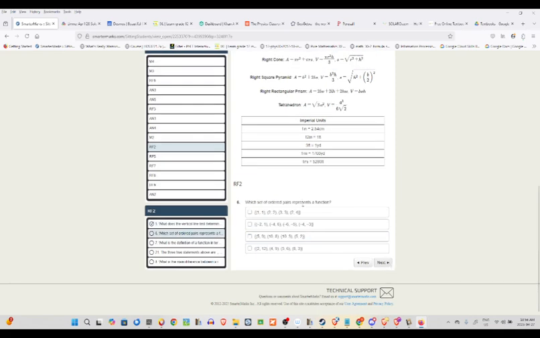So which set of ordered pairs represents a function? Well, this would be one that does not have repeated inputs. Option A, 2 appears twice. It's not that. Option B, -4 appears twice. It's not that. Option C, we have 2 10s. Got to be option D.